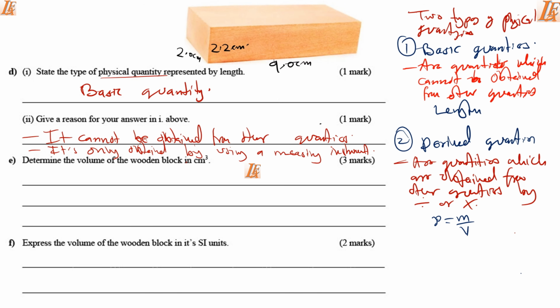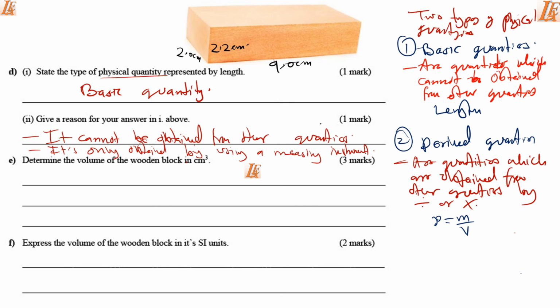Like if you want time, you have to use a watch or a stopwatch. If you want length, you have to use a measuring instrument like a ruler or even a tape measure. If you need temperature, you have to use a thermometer. You cannot calculate it. Then another question, determine the volume of the wooden block in cubic centimeter.